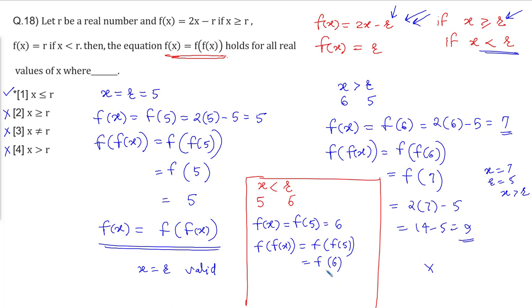Now f of 6 is equal to how much? Over here, x is equal to 6 and r is also 6. So basically x is equal to r, everyone. So whenever x is equal to r, we are going to use this condition, that is 2 times x, that is 2 times 6 over here, and minus r is 6, that is equal to 12 minus 6 is 6. They are equal. Over here, the value of x will get updated, everyone. Value of x, we will be using 6 here, not 5. Be careful. So the x less than r is also valid. That is why we are going to mark option 1 as the answer.